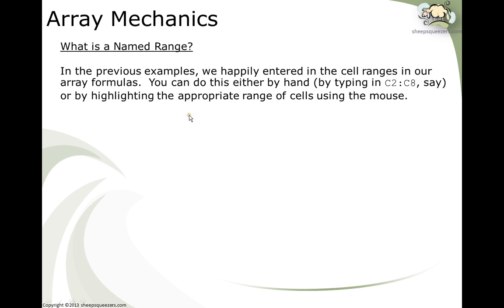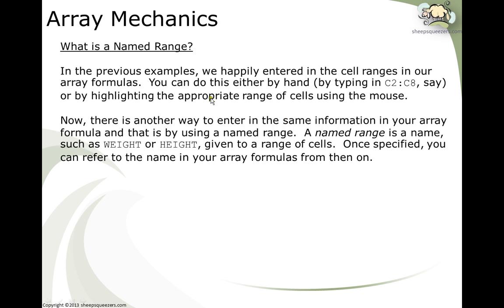Let's talk about named ranges. In the previous examples, we happily entered in the cell ranges in our array formulas. You can do this either by hand, that is by typing in the cell spec C2 colon C8, or by highlighting the appropriate ranges of cells using the mouse or the keyboard. Now, there's another way to enter in the same information in your array formula, and that is by using a named range. A named range is a name you give, for example weight or height, to a range of cells.